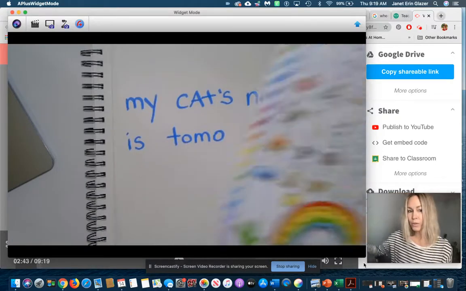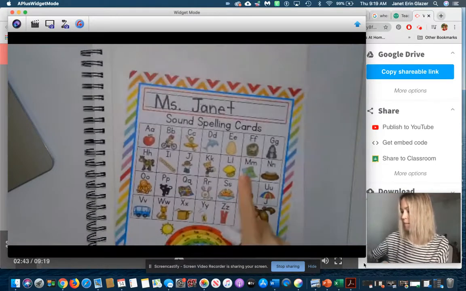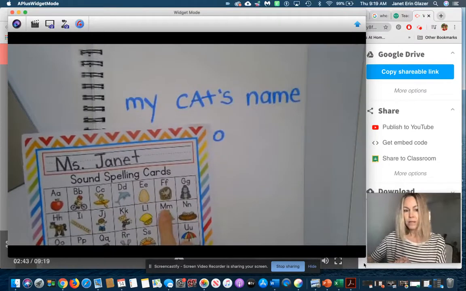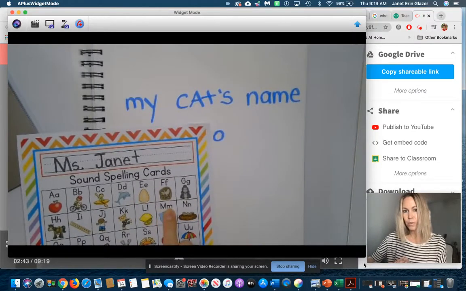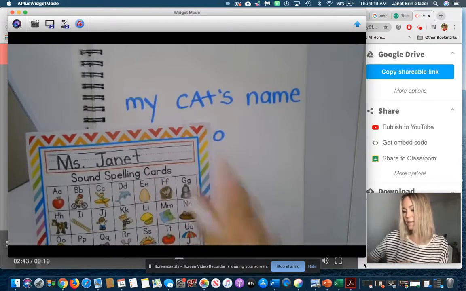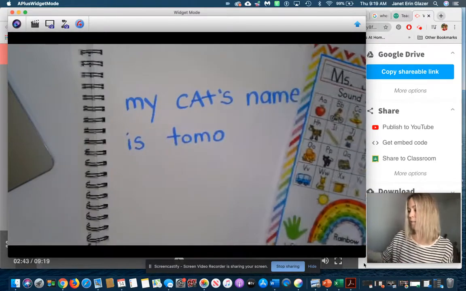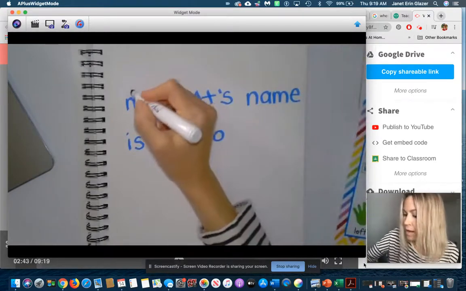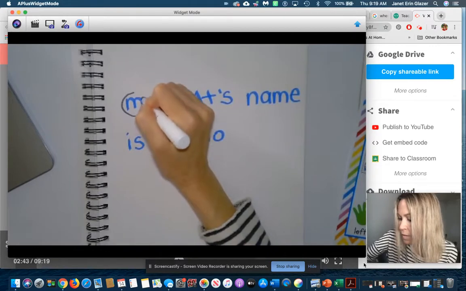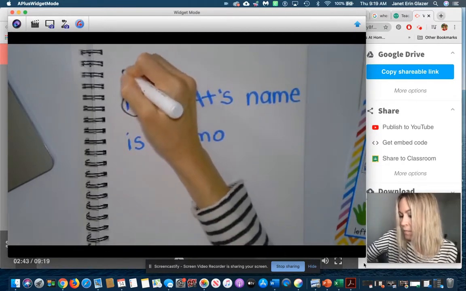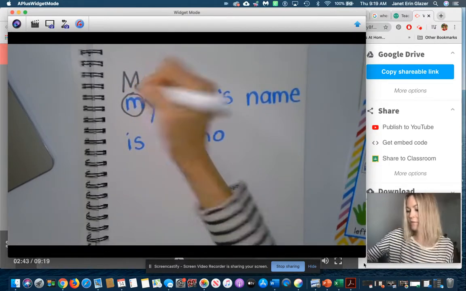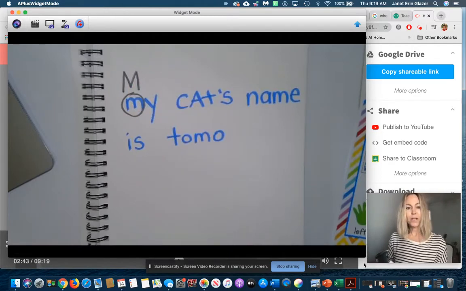Let's look at our tool. Okay, M. Here's the capital, here's the lowercase. I started my sentence with a lowercase m. So remember, when we're editing our writing, we can just circle a mistake that we find and put the correction up above. There we go. Now we started with a capital.